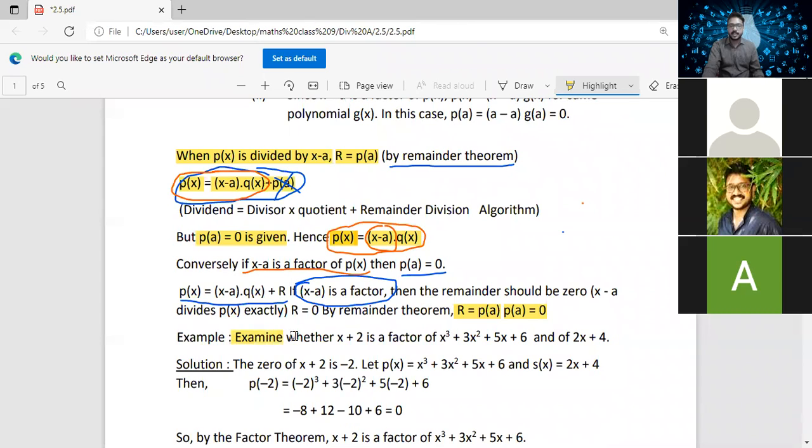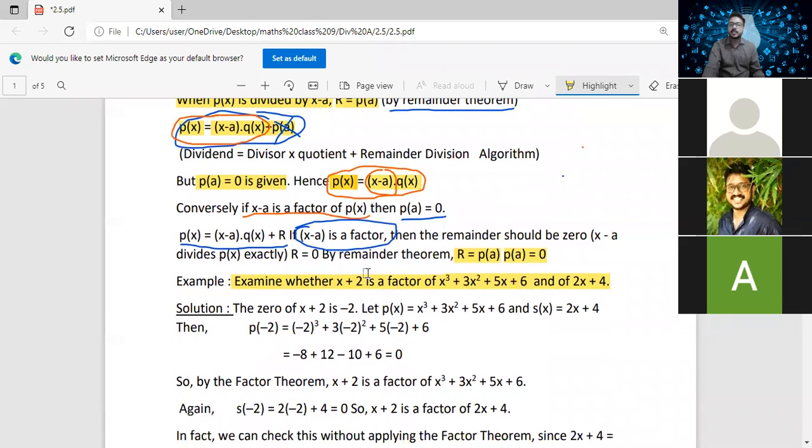Now the question is, examine whether x plus 2 is a factor of x cube plus 3x squared plus 5x plus 6 and of 2x plus 4. You are asked whether the polynomial x plus 2 is a factor of two polynomials. This is a polynomial and this is also a polynomial. We are asked to check whether x plus 2 is a factor of these two polynomials. So let us see.